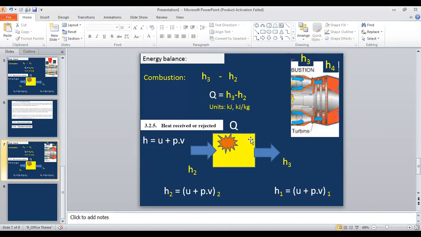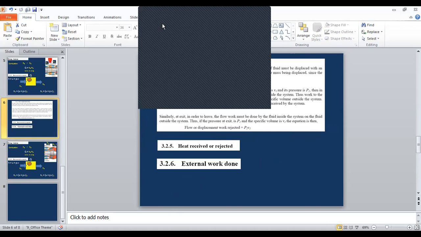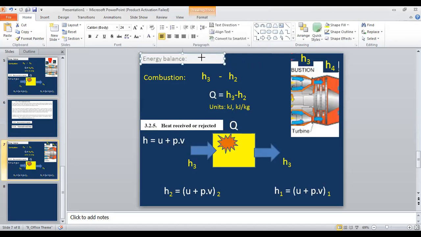So now H3, because energy comes in, because always with the flow, energy other than the internal energy, there is a PV component. Okay, there is a PV component, meaning the flow or displacement energy component. There is a flow or displacement energy component. Always. See.